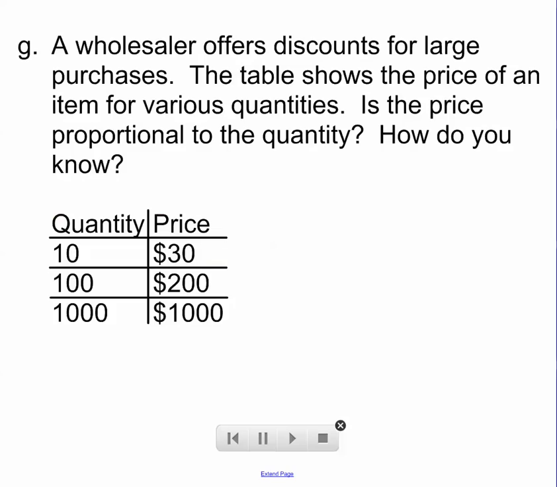A wholesaler offers discounts for large purchases. The table shows the price of an item for various quantities. Is the price proportional to the quantity? Right off the bat, when they said that they offer discounts for large purchases, they're discounting it the more you buy, so I know it's not proportional. So the price is not proportional to the quantity.